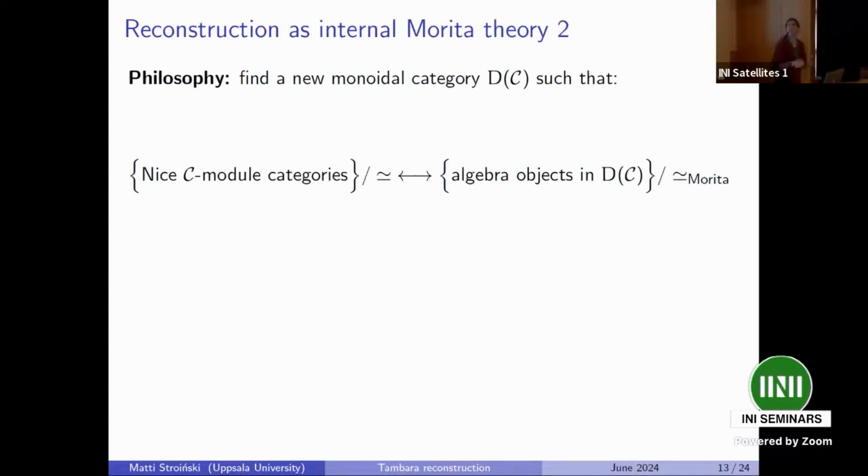Just as we can solve problems in representation theory and in Hopf algebras by moving to algebra objects in a different category, this gives us a different perspective on this problem. So we can reformulate the problem as finding a new monoidal category D of C, so that the module categories over C are internal Morita theory for D of C. So it's kind of shifting goalposts, but it's pretty useful. We saw in the previous slide that if there are some finiteness or non-abelianness issues, then D of C should be some nice co-completion of C.